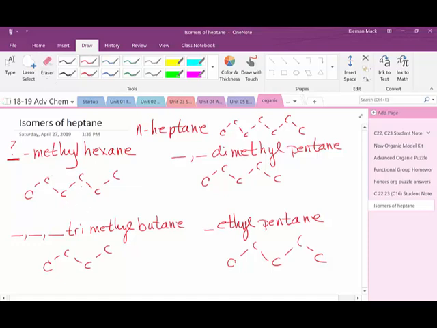If I move it to the next one, it is not 4-methyl. That's counting from the right-hand side, still 3-methyl. So there will never be any such thing as 4-methyl. Now, some students try and do a 1-methylhexane, but that's actually n-heptane. So that will not work.